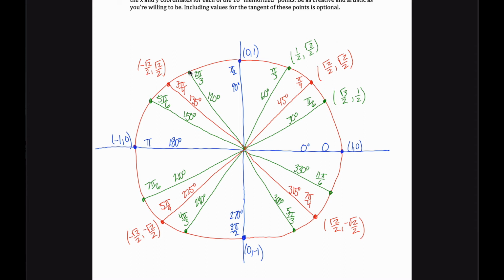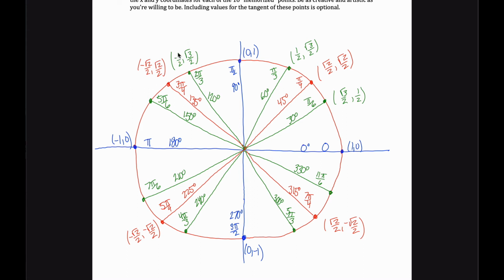This point right here, for example, has the same y coordinate as this point. Their heights are the exact same, so it's going to have a y coordinate of root 3 over 2. Its x coordinate, however, is not to the right, it's to the left, so instead of being positive 1/2, it's going to be negative 1/2. Oh yeah, that makes sense. Up here in the second quadrant, the x coordinates are negative and the y coordinates are positive.